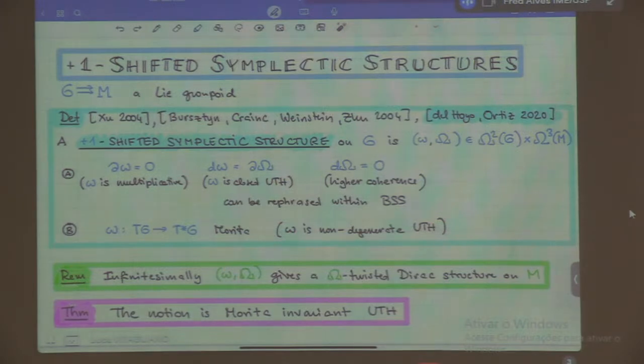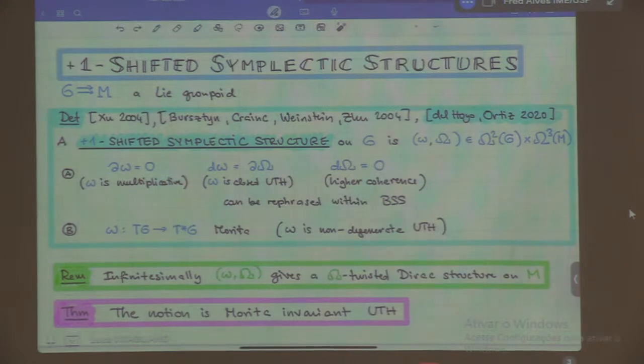But as mentioned already, this is just an omega-twisted Dirac structure on M. What is more important is that with this definition, the notion is actually Morita invariant. So Poisson shifted symplectic structures are really structures on differentiable stacks, not just on the groupoid. Okay.